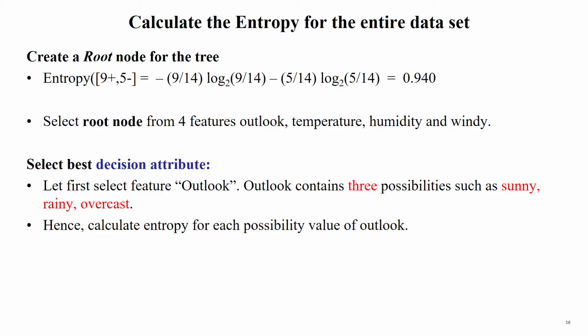Hi everyone, here we will discuss a numerical example for the decision tree algorithm. First, we have to calculate the entropy to create the root. Here we have 14 samples. Of those 14 samples, 9 are positive class and 5 are negative class.